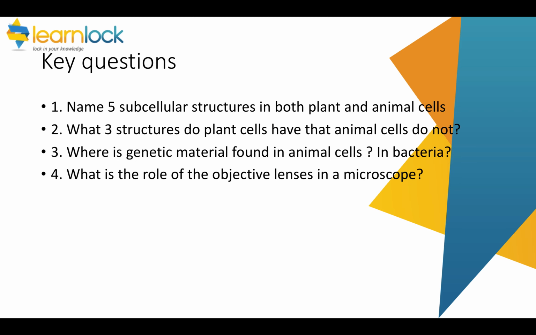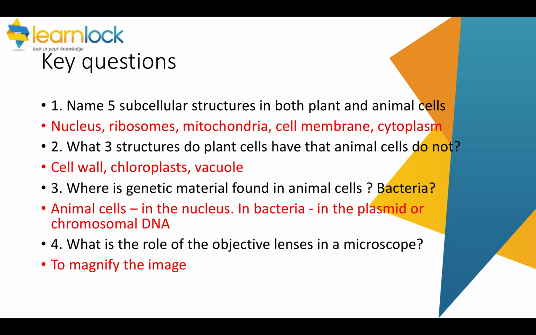Okay, so pause the tutorial now and try and answer these questions. Name 5 structures or organelles in both plant and animal cells. So nucleus, ribosomes, mitochondria, cell membrane, cytoplasm. What 3 organelles do plant cells have that animal cells don't? Cell wall, chloroplast, permanent vacuole. You can just say vacuole.